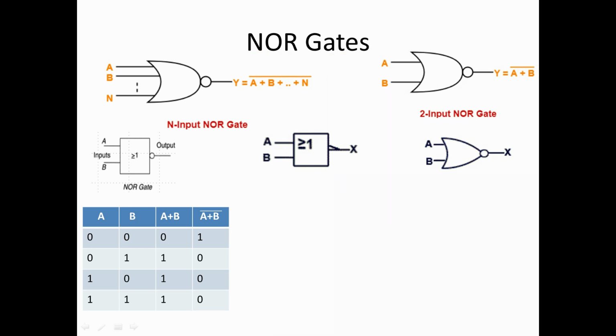This also can be drawn like this IEC symbol, that is greater than or equal to 1 inside the square box, and a bubble or triangle inclined line at the output. That is the symbol of the NOR gate. Generally we use this symbol for the NOR gate, that is the bubble at the output of the OR gate. That is the NOR gate symbol.